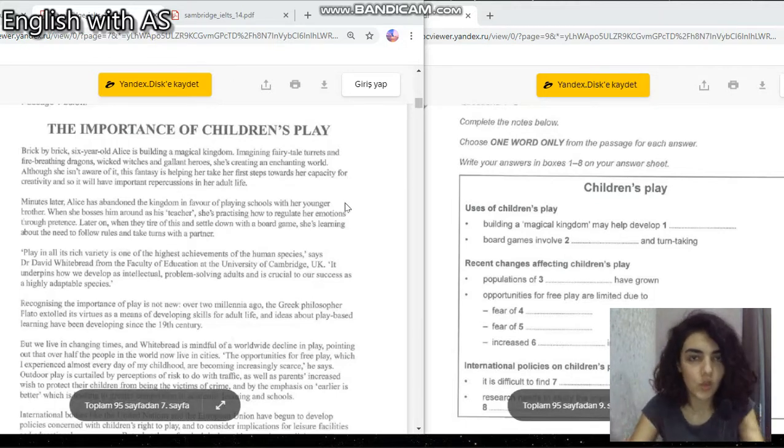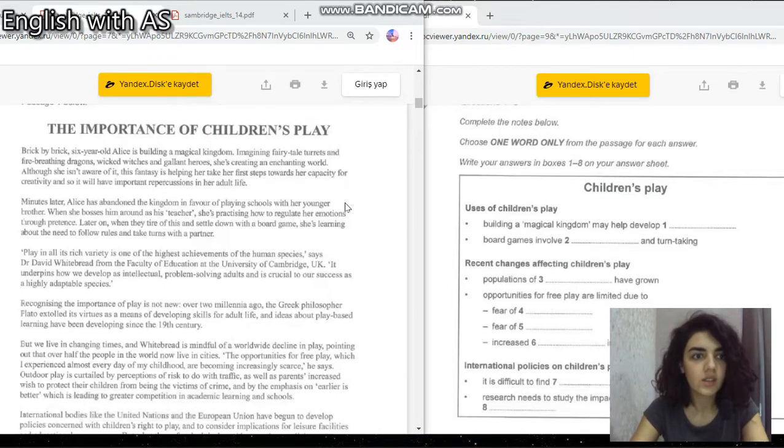I think most of you know this book because this is an official book by Cambridge, and these questions are real questions. These passages are real actual tests, and that's why I've chosen that book. So this is Cambridge 14. The first passage, first test, and first type of questions will be done by us today.